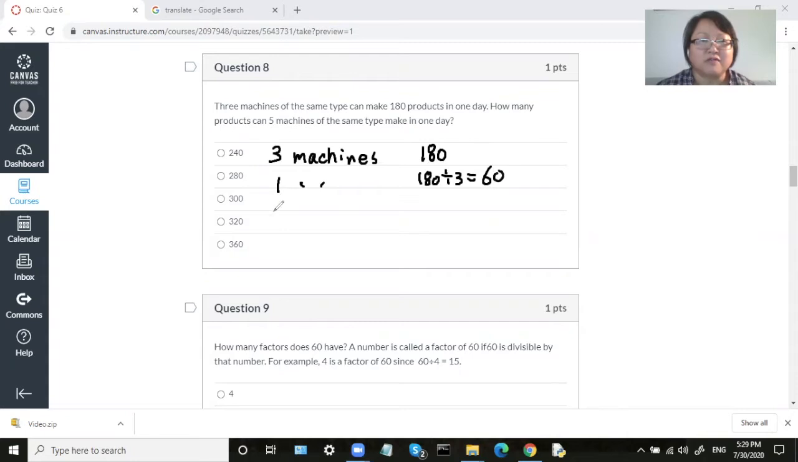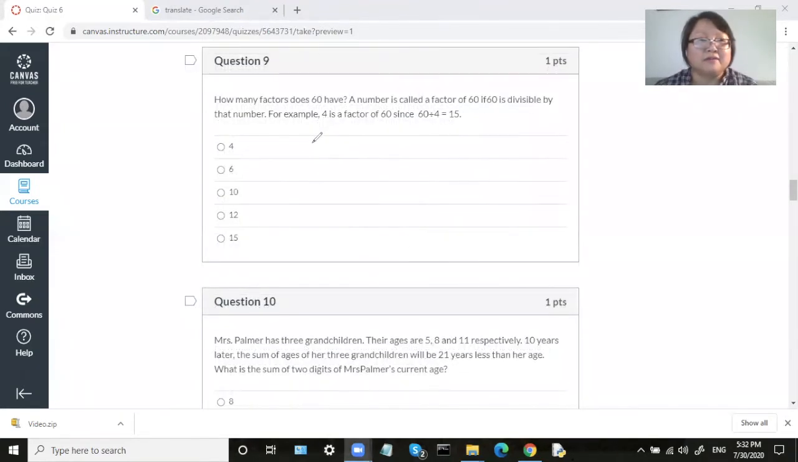So the question is 5 machines. Machines, same type, okay? So it's 60 multiplied by 5, so 300. So that is 300 products we can make by 5 machines of the same kind in one day. So which is C.